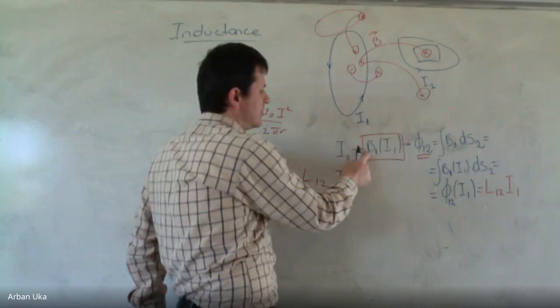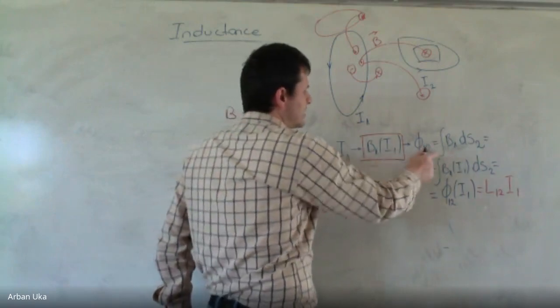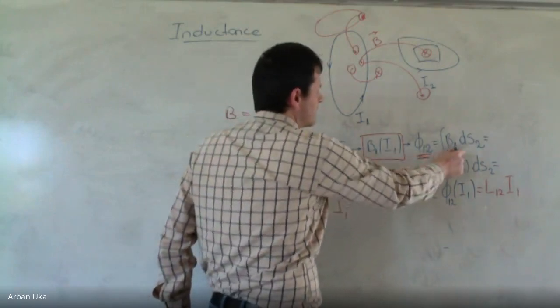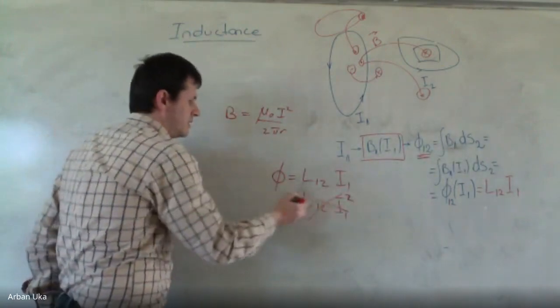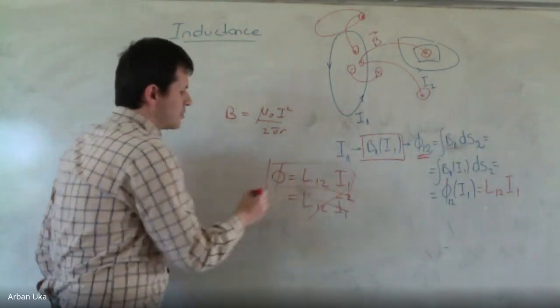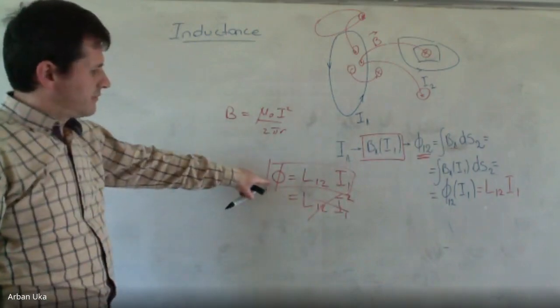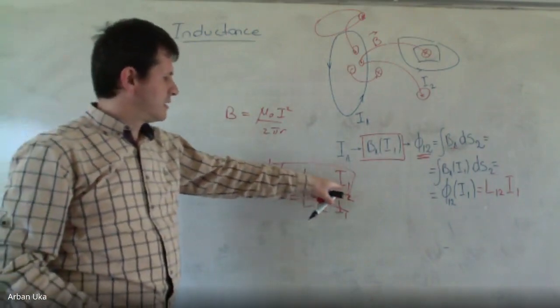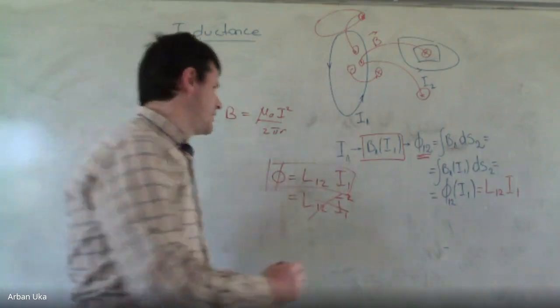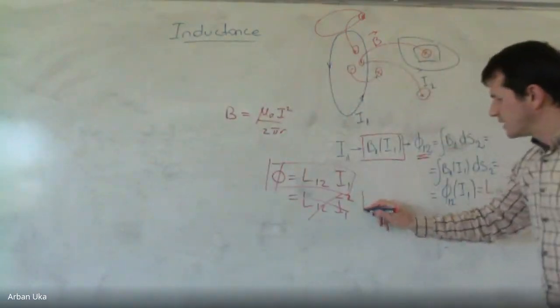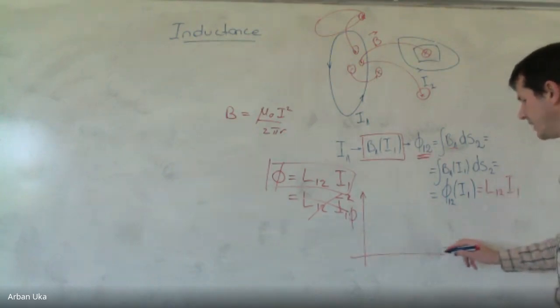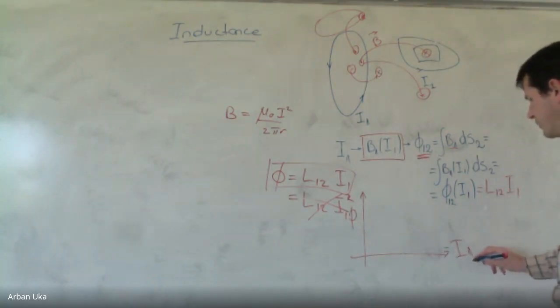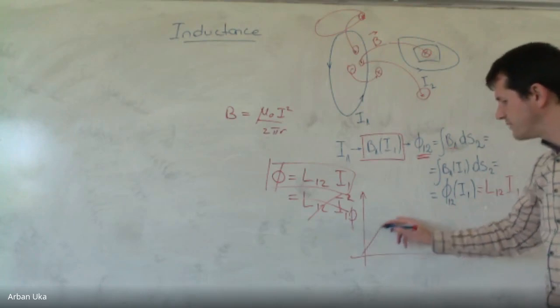The B is a linear function of this, and at the same time, this flux is also a linear function of B. So it looks most probably this stands. So if the final flux is linear to I1, this means that anyone can draw a graph of the flux here as a function of the current here, I1. And this is going to be a constant value.